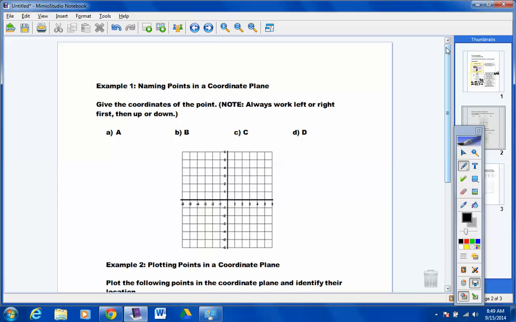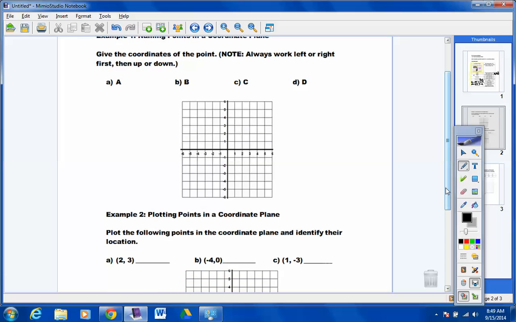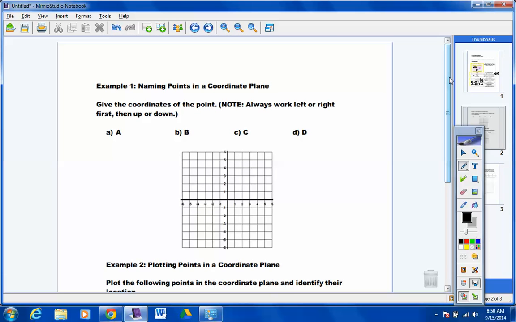Example 1, naming points in the coordinate plane. And I'm just going to arbitrarily pick some points up here for A, B, C, and D. But the directions say give the coordinates of the point. We're going to give the coordinates of the point as an ordered pair. So up by this example 1, we're going to write them in the form of some value for x and then some value for y, like that.